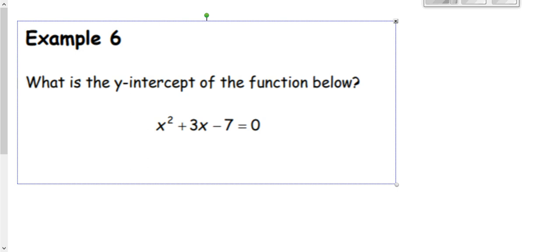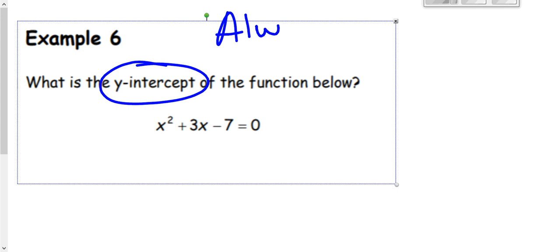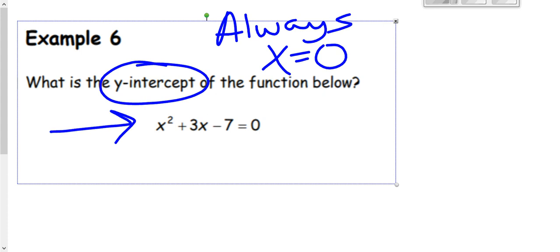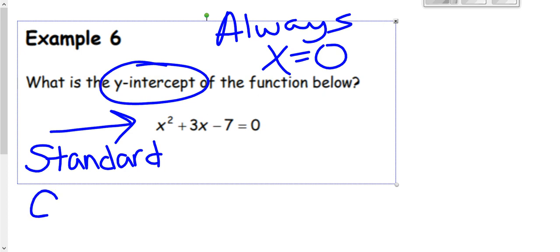Cool, so last thing, you get a lot of questions that are going to ask you what is the y-intercept. So take a look at what form it's in. Remember, you can always plug in x equals 0. However, we know that this is what form? It's standard form, right? And so when it's in standard form, we can easily find the y-intercept by pulling which value? It's the c value.